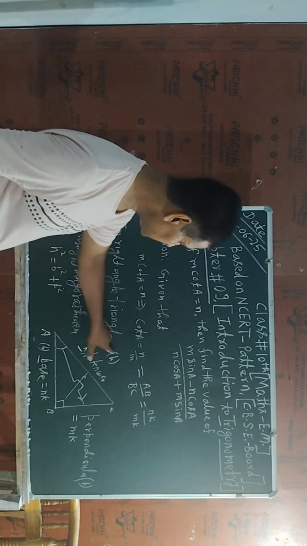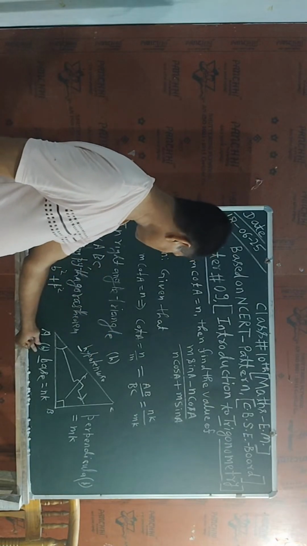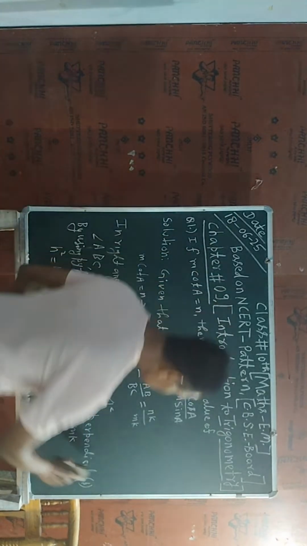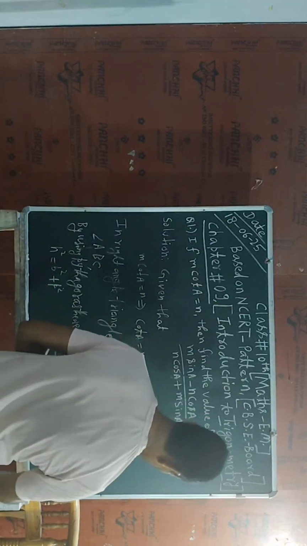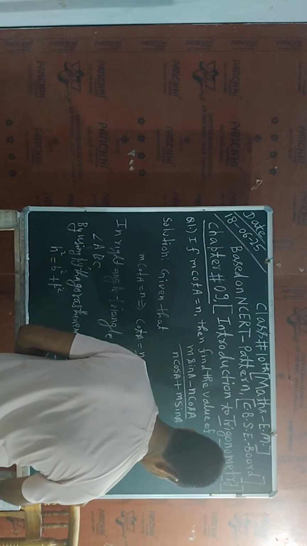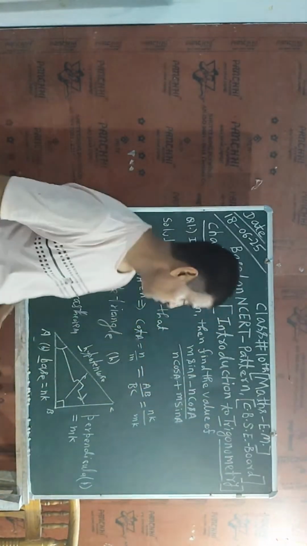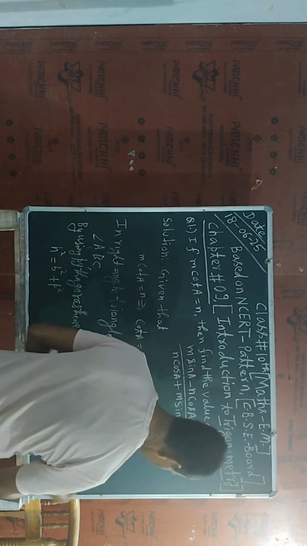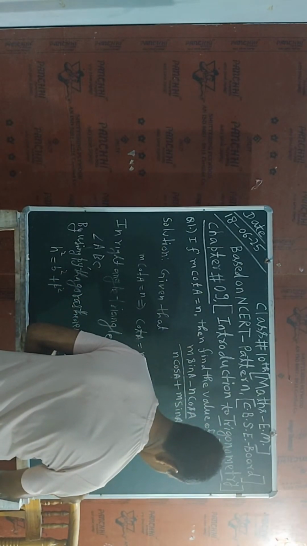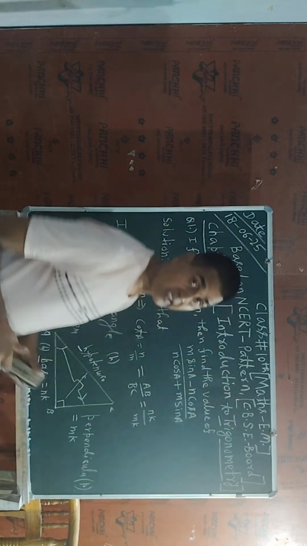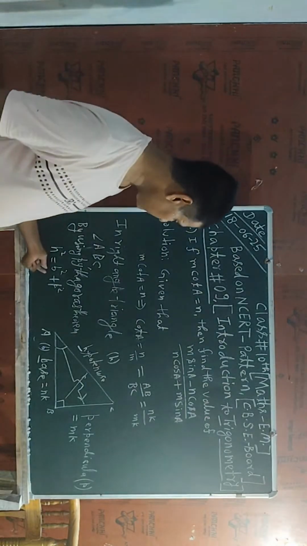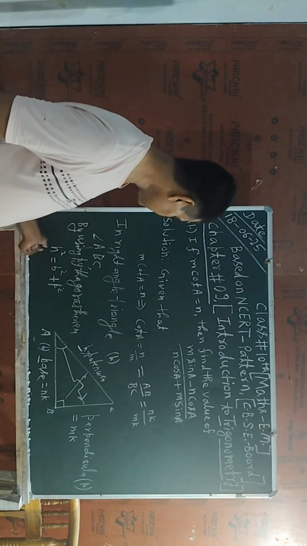So H square is equal to B square plus T square. According to the diagram, I have written all the information here in detail. If you have any confusion or doubt, ask your doubt in the comments, and I will positively reply with a clear answer. I will substitute the values of B and T to get the value of H.